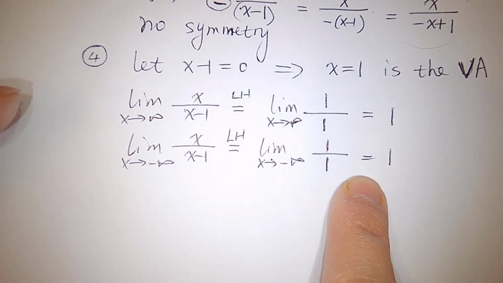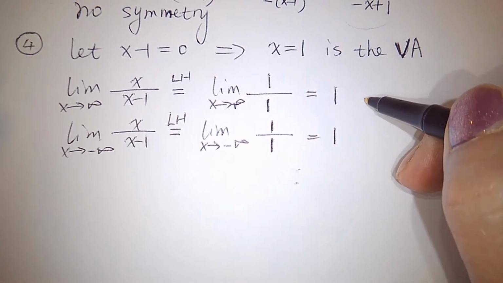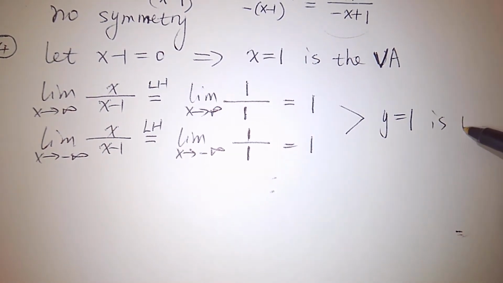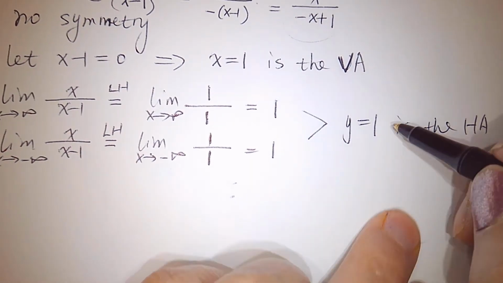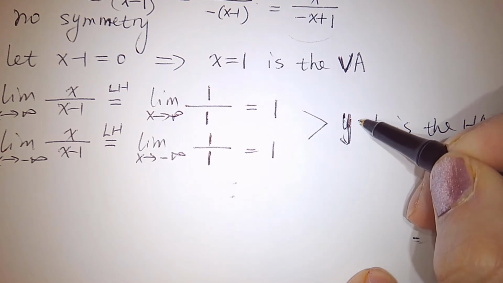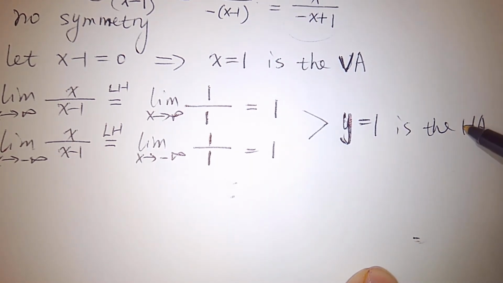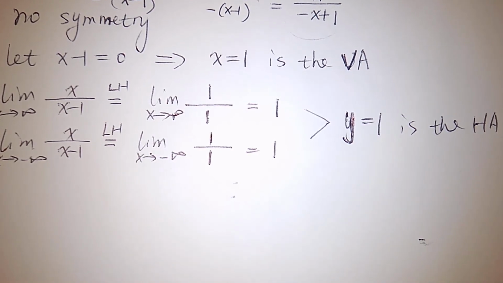However, there's only one value for y. So both of these two imply y equals 1 is the what? Horizontal asymptote. Okay, so y equals 1 is the horizontal asymptote. So, good, everybody? All right.